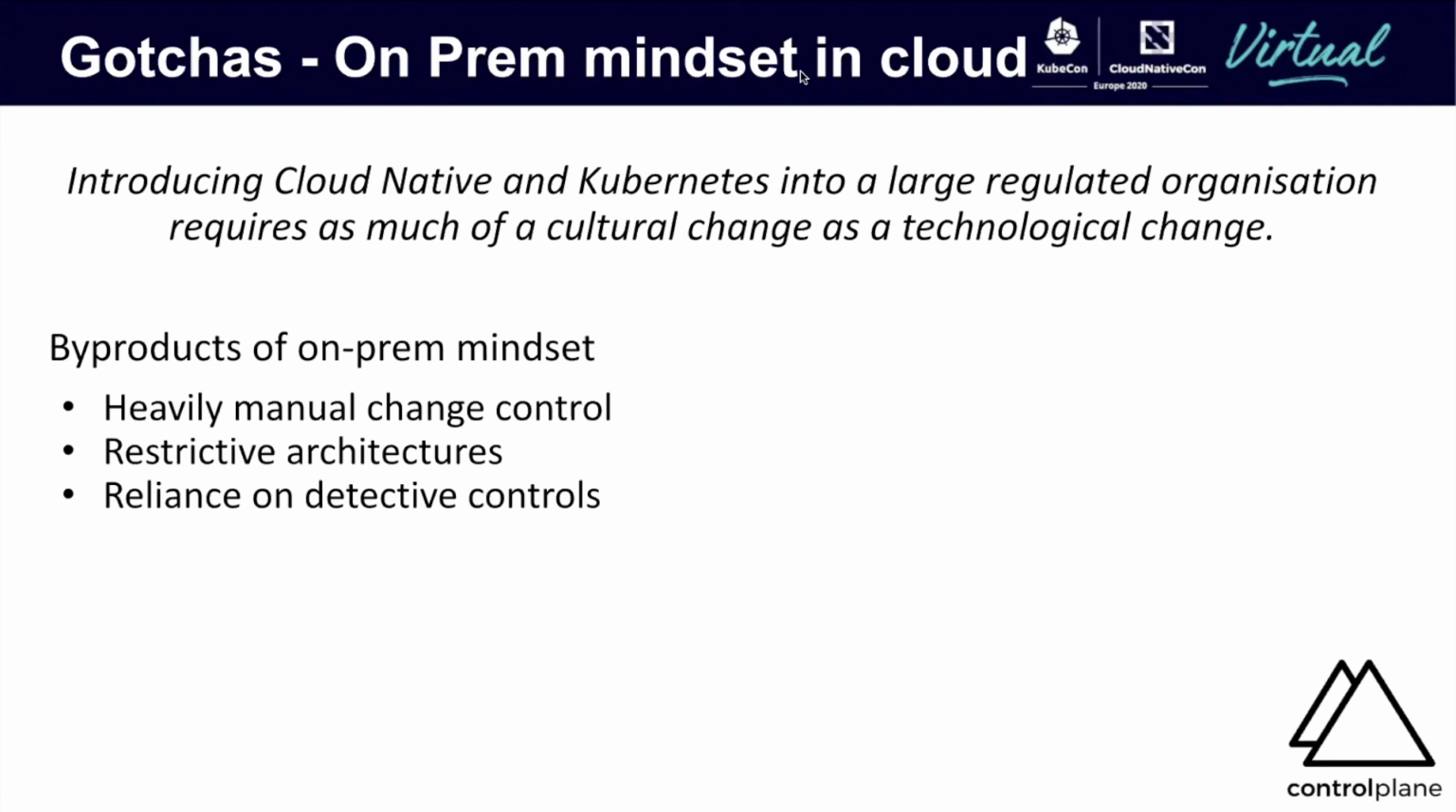So the largest gotcha of them all is that large regulated organizations with existing on-prem infrastructure tend to take that mindset into the cloud. So be wary and keep in mind that introducing cloud native and Kubernetes into a large regulated organization requires as much of a cultural change as a technological change. As you all know, large regulated organizations like financial services organizations have numerous compliance requirements. That results in security architectures that place special emphasis on a few areas: strict change control, standardization of security architectures, and extensive logging, audit, and protective monitoring requirements.